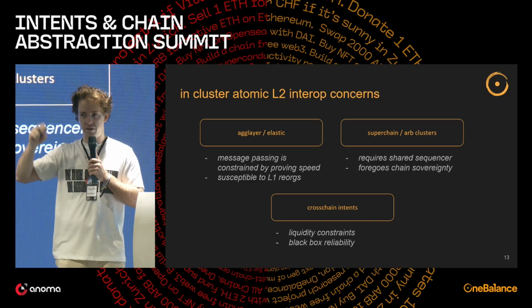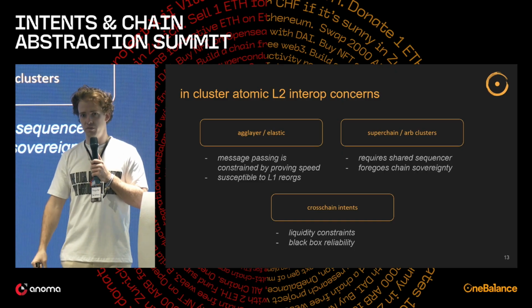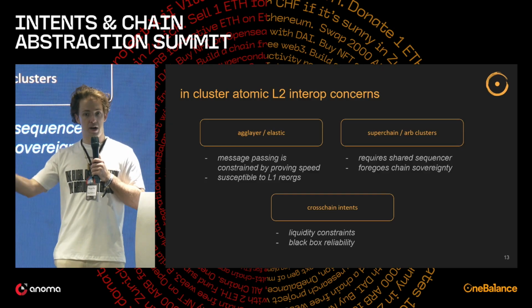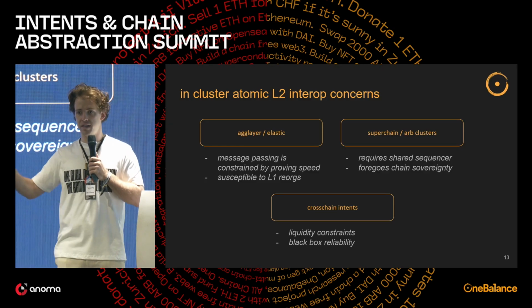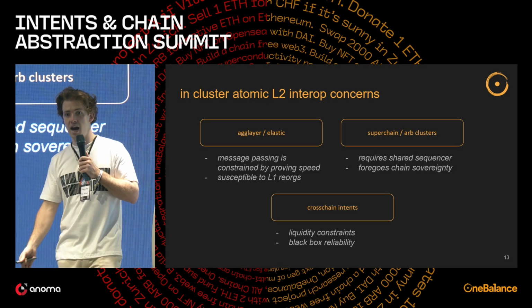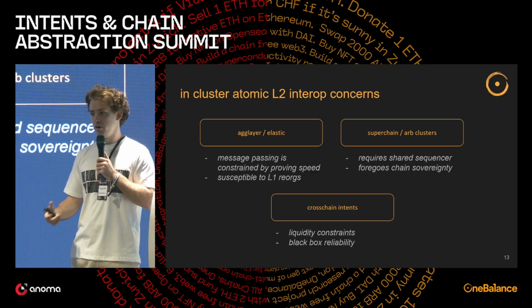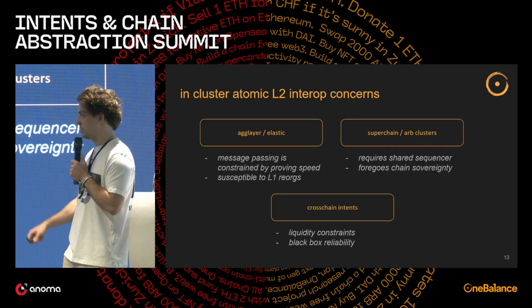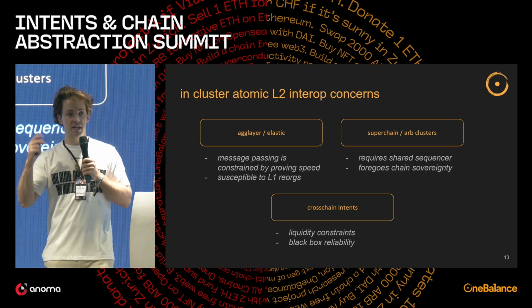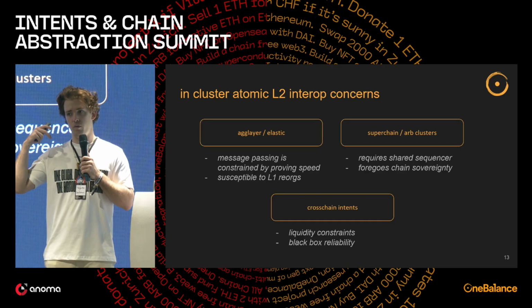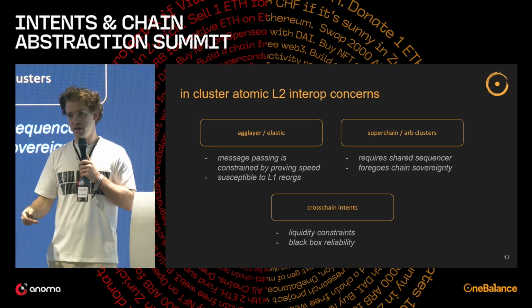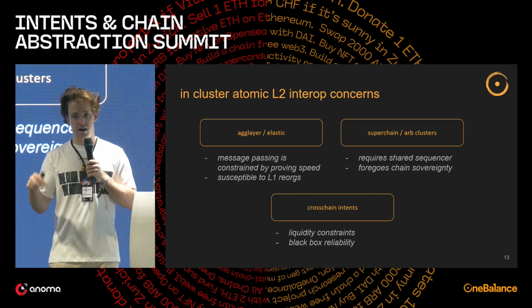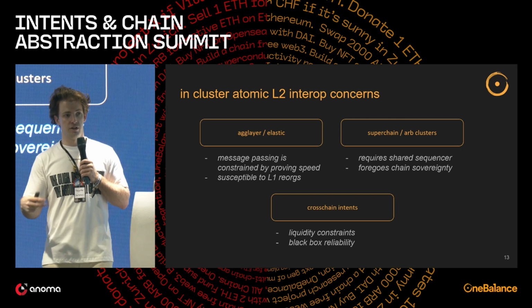And so there's this ephemeral concept of real-time proving that is the holy grail. But right now, the proof speed is, you could say, 5-10 minutes. And so the fastest message passing that you can have within this native interop for atomic execution is going to be the proving speed. And then the second point is, even if you have 100% instant real-time proofs, you're still dependent on the L1 finality for prevention of reorgs.